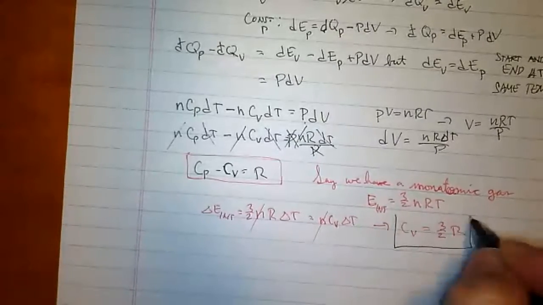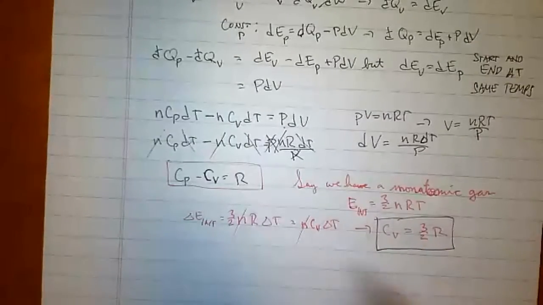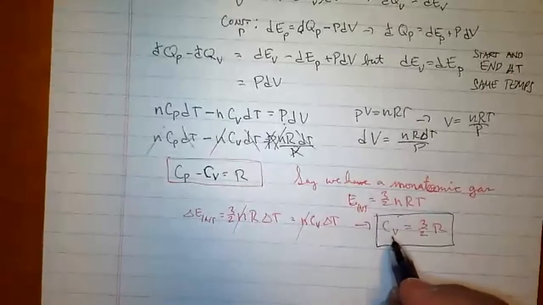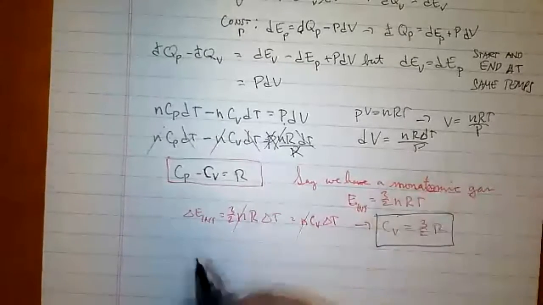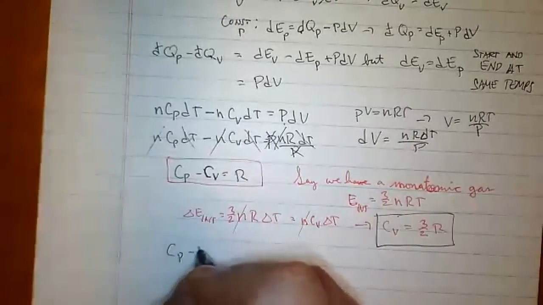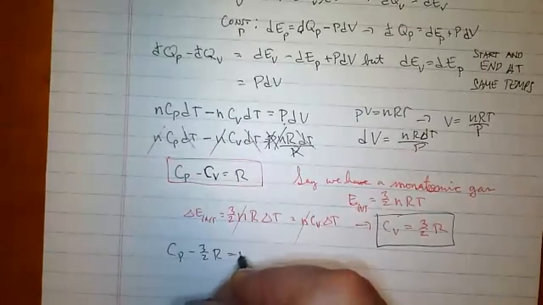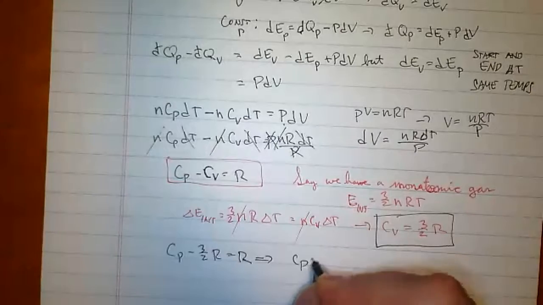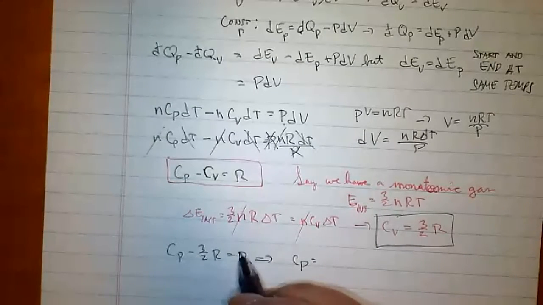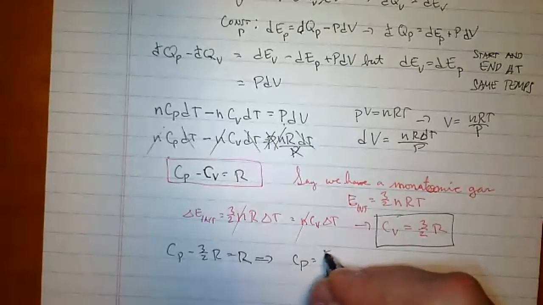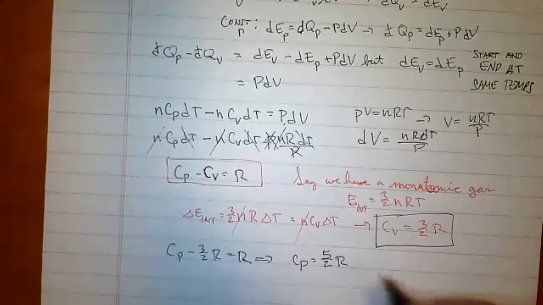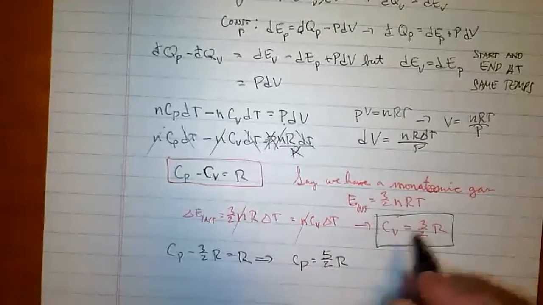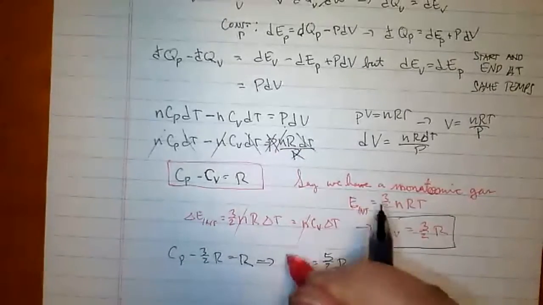So this is another important result. Evidently, the molar specific heat at constant volume is 3/2 R. So I now can say Cp minus 3/2 R equals R. And then that implies that Cp is going to be, I'll add this to both sides, 2/2 plus 3/2, which should be 5/2 R. And notice 5/2 minus 3/2 is actually equal to 2/2, which is 1. So now we've got another expression as well.